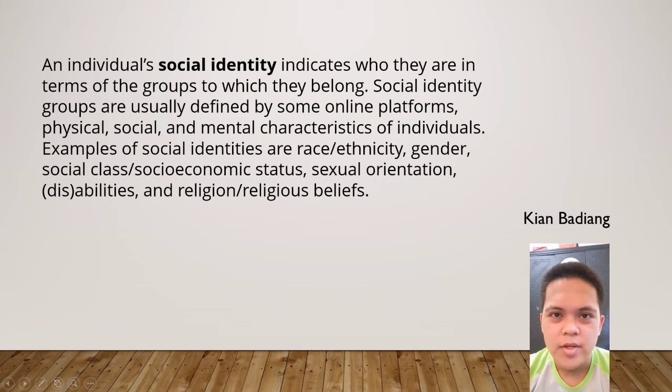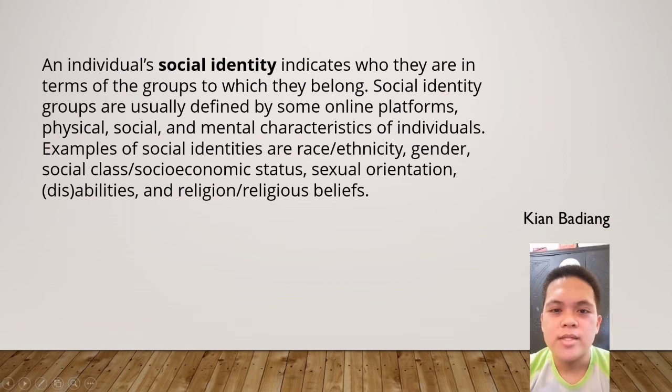I'm Kian Bajang and I'm here to discuss social identity. An individual's social identity indicates who they are in terms of the groups to which they belong. Social identity groups are usually defined by some physical, social, and mental characteristics of individuals. Examples of social identities are race or ethnicity, gender, social class or socioeconomic status, sexual orientation, disabilities or abilities, and religion or religious belief.